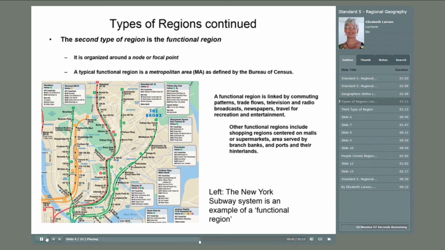A functional region is linked by commuting patterns or trade patterns, television and radio broadcasts, newspapers, travel for recreation and entertainment. Other functional regions can include shopping regions centered on malls or supermarkets, and areas served by branch banks and by ports and their hinterlands. On the left is the New York subway system, and that's an example of a functional region.